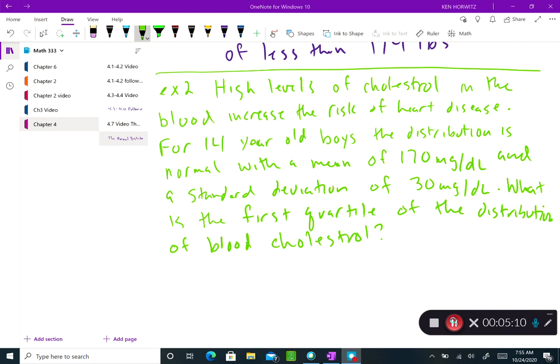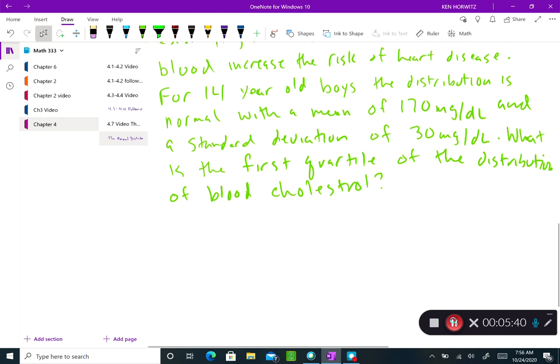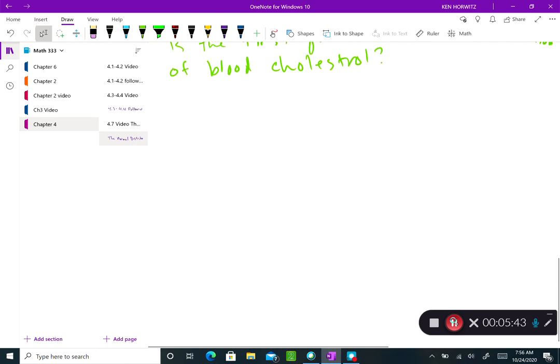All right, so example 2 says, high levels of cholesterol in the blood increase the risk of heart disease. For 14-year-old boys, the distribution is normal with a mean of 170 milligrams per deciliter and a standard deviation of 30 milligrams per deciliter. What is the first quartile of the distribution of blood cholesterol? Now I'm asking a slightly different question, but I'm pretty much giving you the same information. So we're going to start by making a picture.